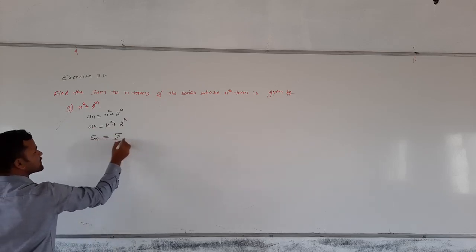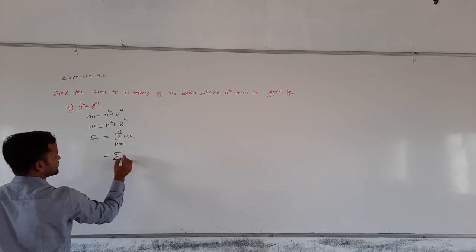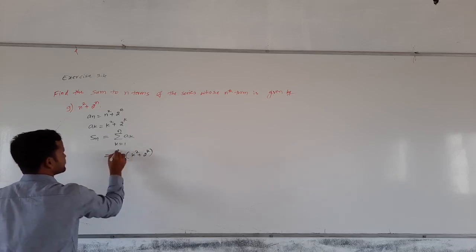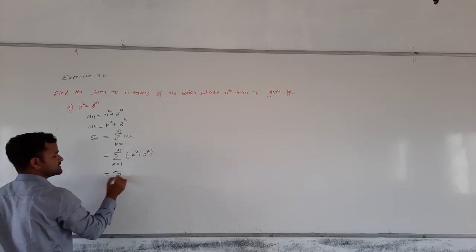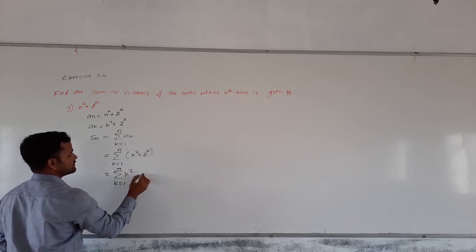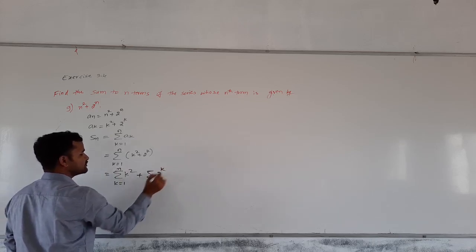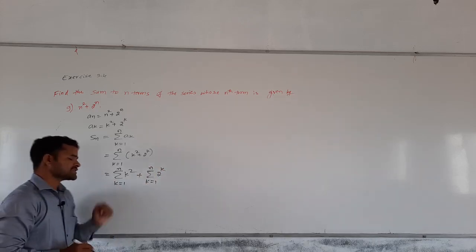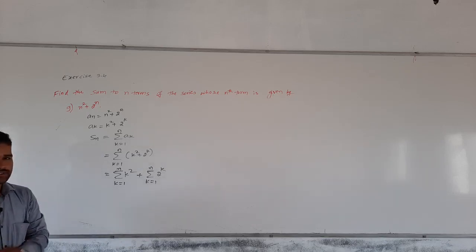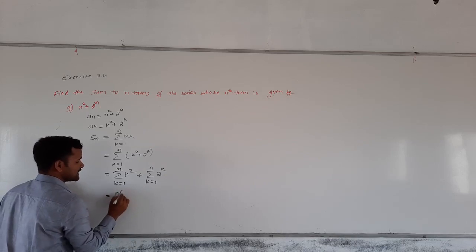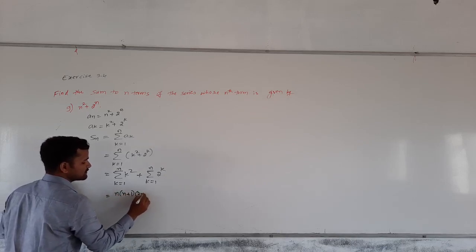Sn is equal to the summation of ak where k varies from 1 to n. Summation of ak is k square plus 2 raised to k where k varies from 1 to n. This is the summation of k square, where k varies from 1 to n, as the first term, and the summation of 2 raised to k, where k varies from 1 to n, as the second term. What is the summation of k square? This is the sum of squares of first n natural numbers. We know that formula.